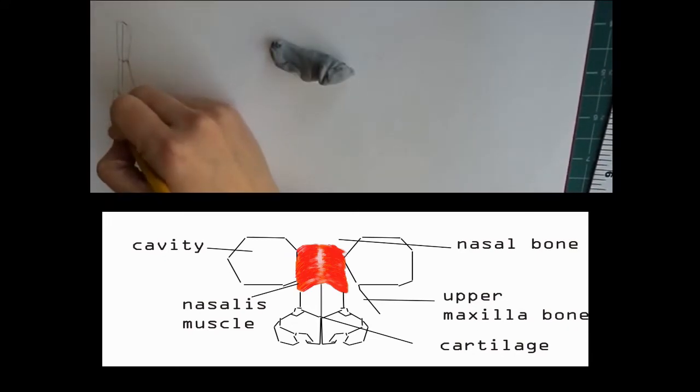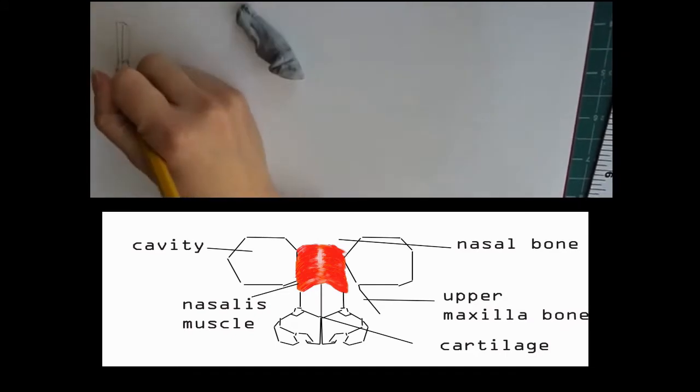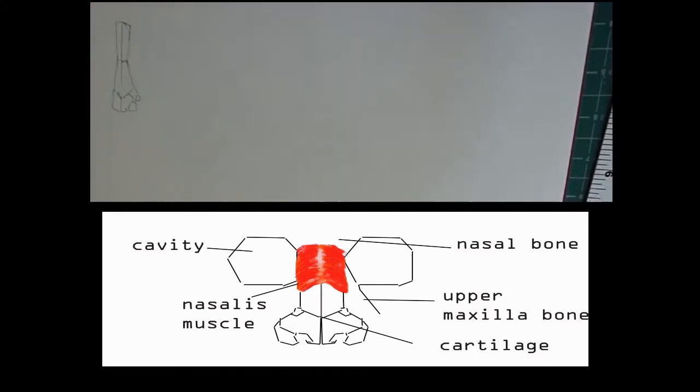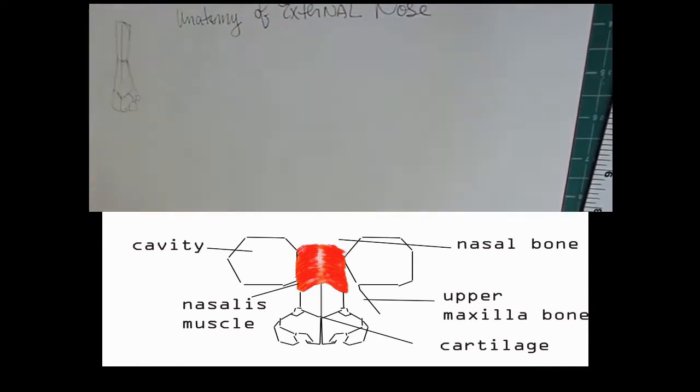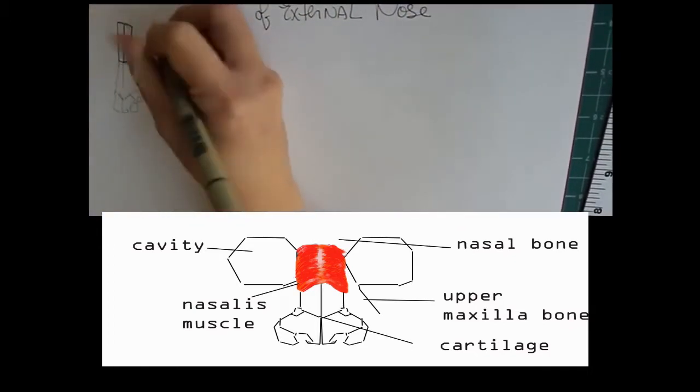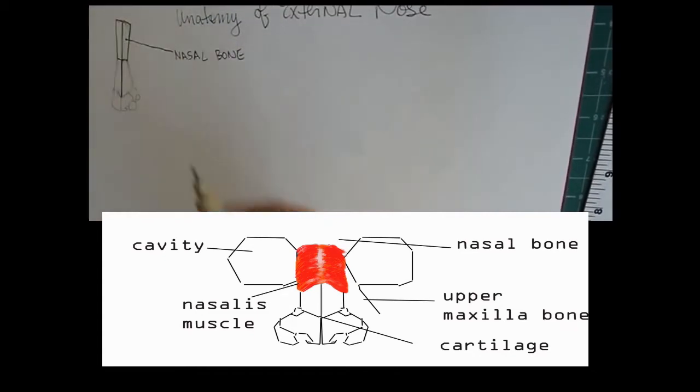I started with the nasal bone. We are only focusing on the anatomy of the external nose, not the internal. That goes into much more detail. If you touch the ridge of your nose, you have the cartilage of the nasal septum.